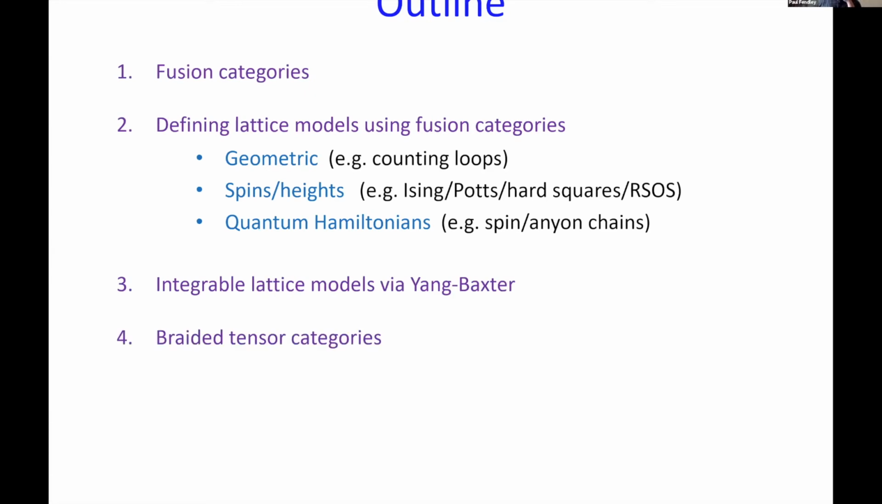So I define them using fusion categories, these lattice models. I'm going to define them. But then I'm going to tell you how to use a category with more data, with braided tensor categories, to do the main thing I want to do in this talk, which is explain how to do Baxterization via fractional spin conserved currents. And if you don't know what that is, that's the whole point of the talk.